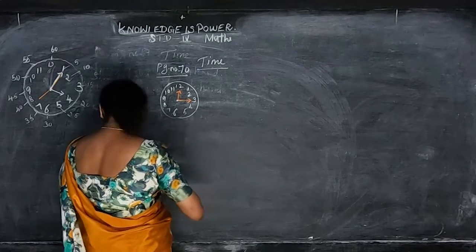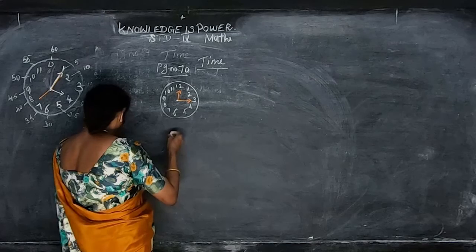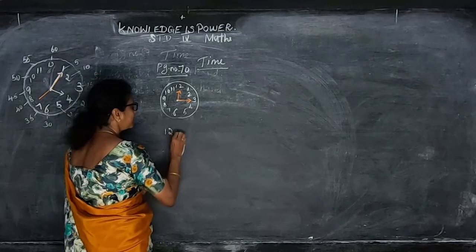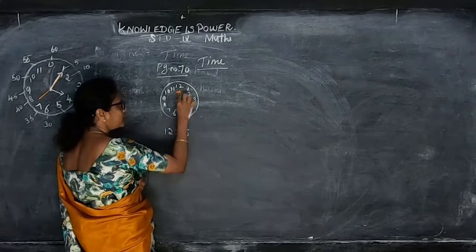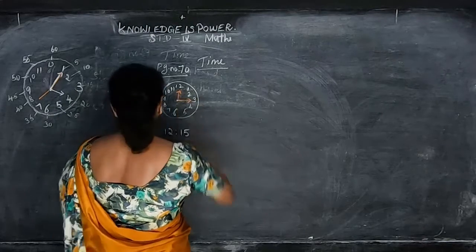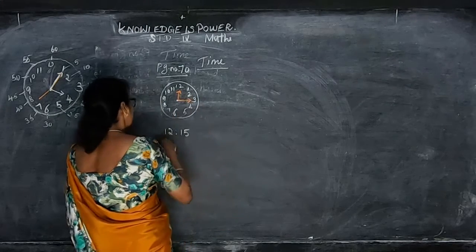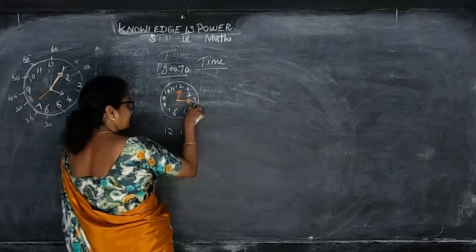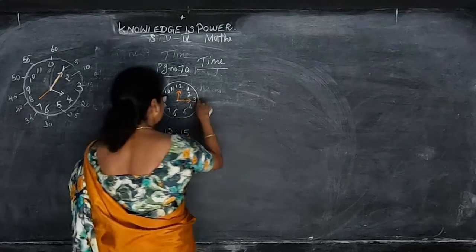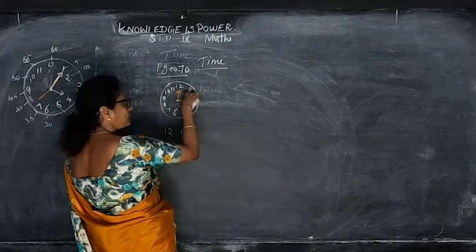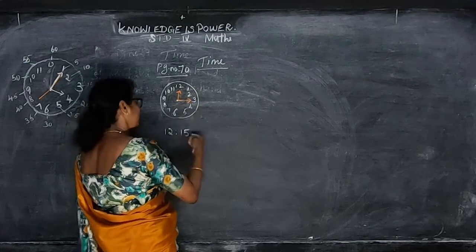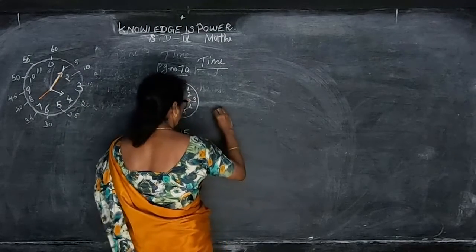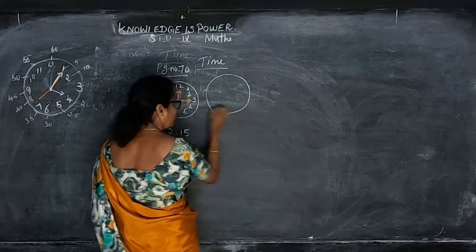So the time is 12:15. 12:15. Small hand, short hand and the longer hand. The short hand is at 12, so 12 and 3 is the minute hand, long, that is 5. 1 5 is 5, 5 2s are 10, 5 3s are 15. 12:15. Okay, now this one again, one more clock we have to draw.